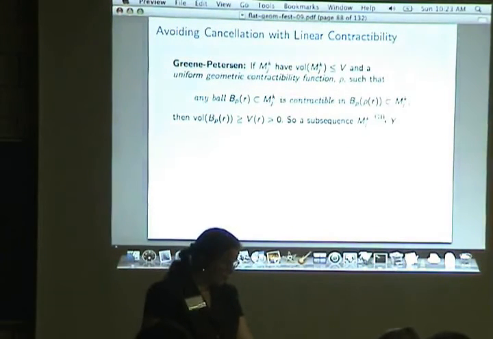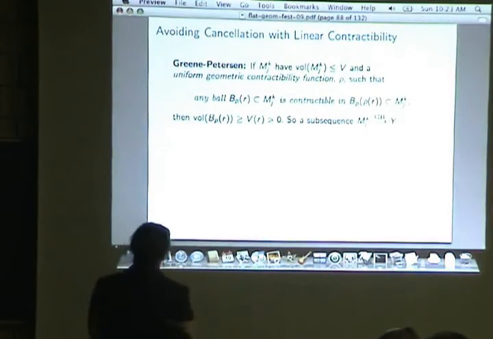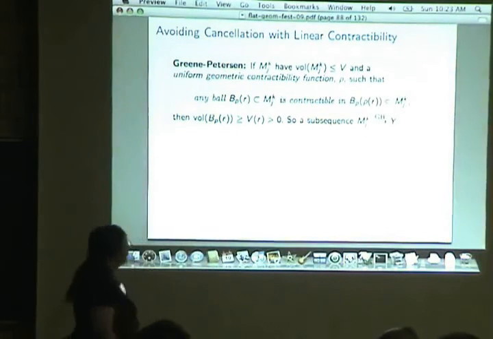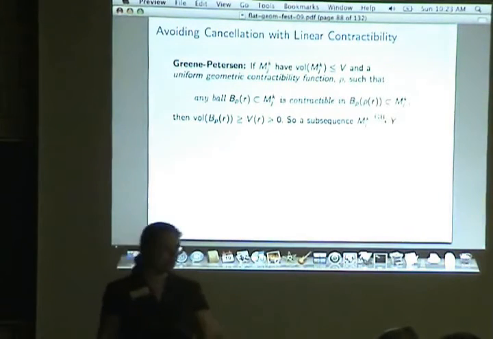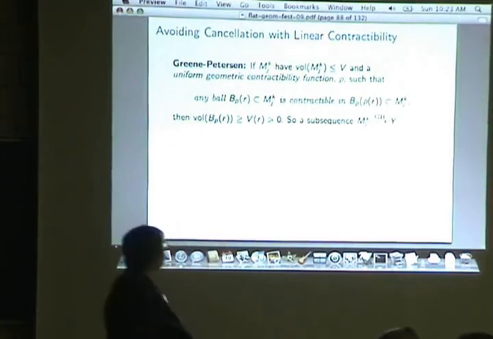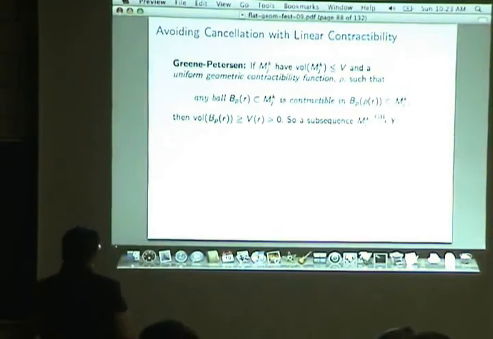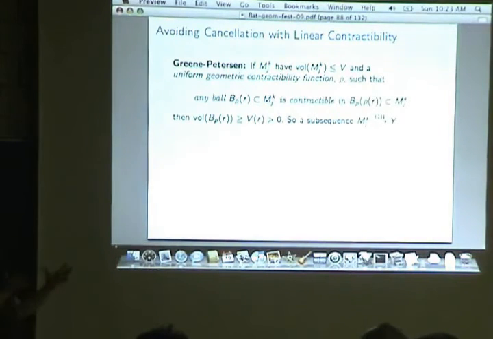So I think I have enough time to start talking about the actual proof of the Greene-Petersen situation. And I can define the uniform geometric contractibility better. So here was Greene-Petersen's theorem statement again. They assume a uniform geometric contractibility function. So what is that? That means you have any ball in your manifold of any radius r, and it will contract inside a ball of radius rho of r. So the function is rho of r. That's how far out you have to go to contract your ball.